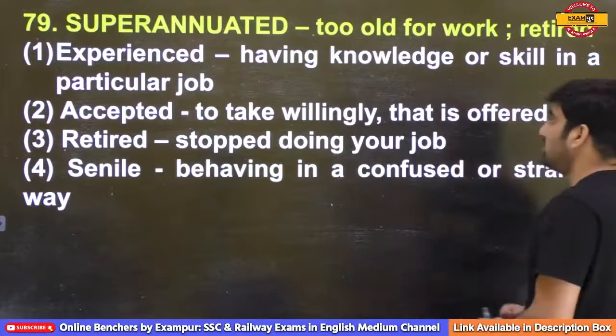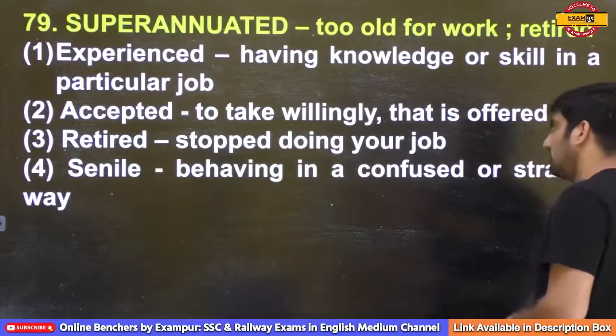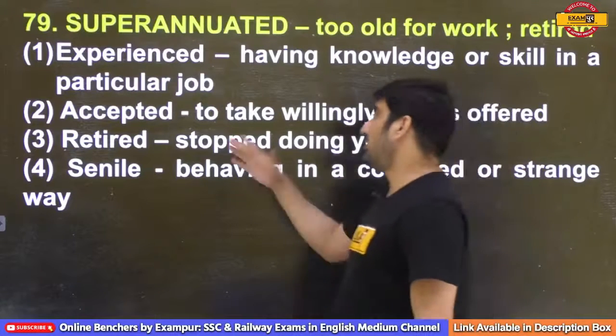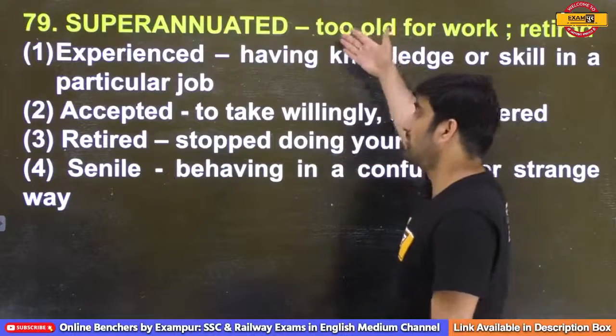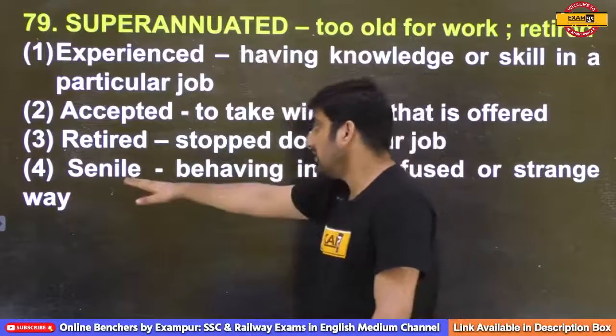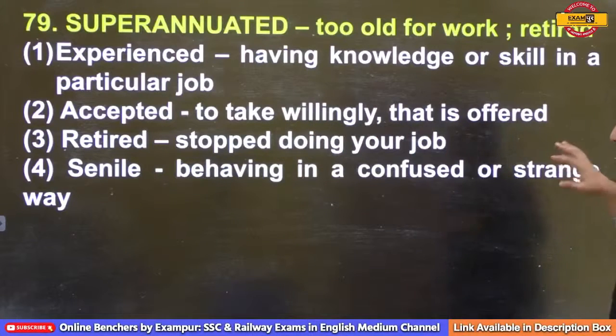Experienced means having knowledge. Accepted means to take willingly or accept any offer. Retire means stopped doing your job because of being too old. So retired will be the correct word. Senile means behaving in a confused or strange way.